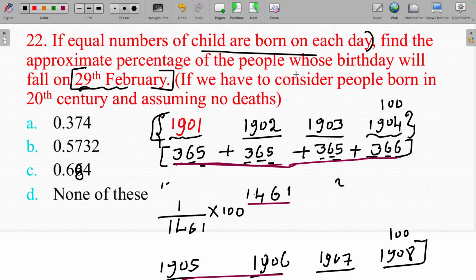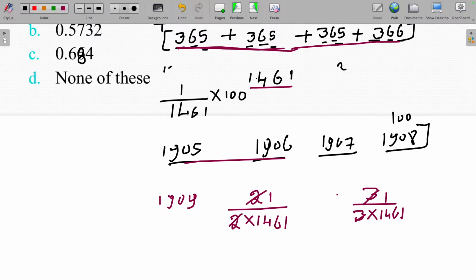Now how to solve? Can you tell what is the percentage value? 1 divided by 1461. See, this is difficult to calculate, but I will tell you how to do it. Tell me, 10% is this number, 1% is this number, 0.1% is 1.4.